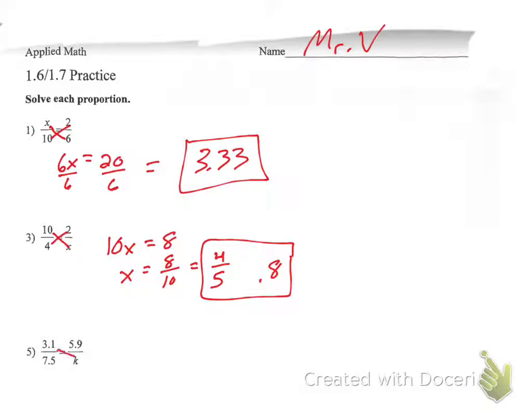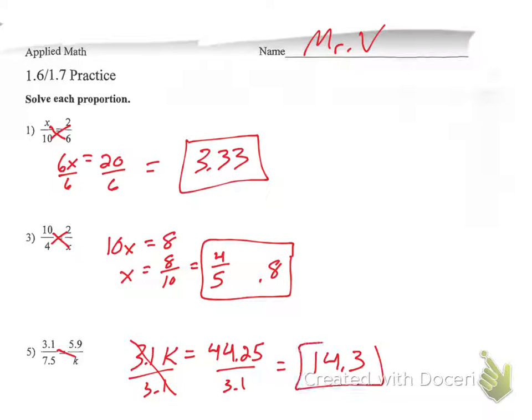All right, I'm going to do 3.1 times k, which is 3.1k. Set that equal to 7.5 times 5.9. That's going to be 44.25. Then I'm going to divide each side by 3.1. So that'll cancel that out on the left-hand side. And when I do that, I get 14.3. So check my answers, 3.33, 0.8, and 14.3.